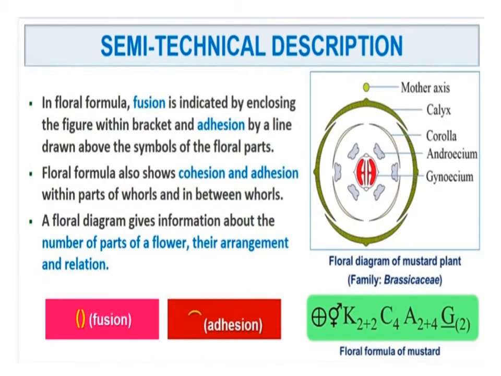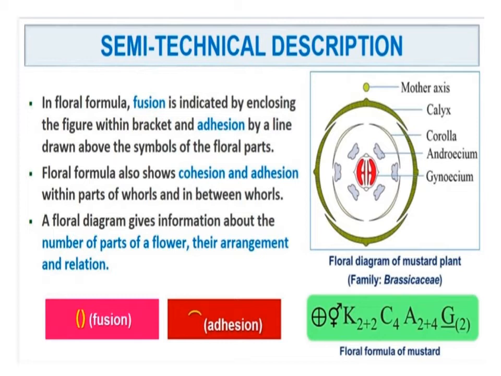The number with the above letters indicates the number of respective floral appendages. The cohesion is indicated by enclosing the number within brackets, and adhesion by a line drawn above the two symbols of the floral parts.